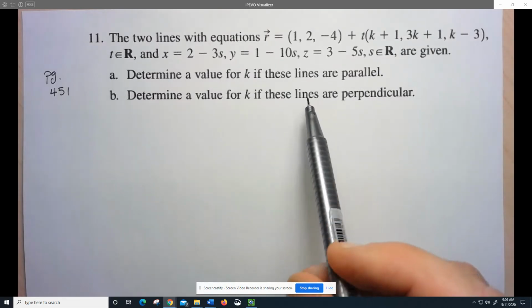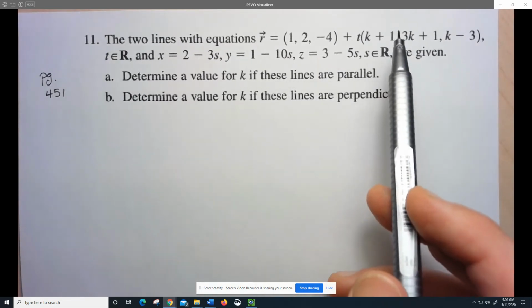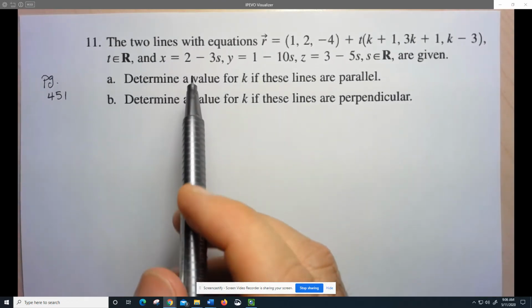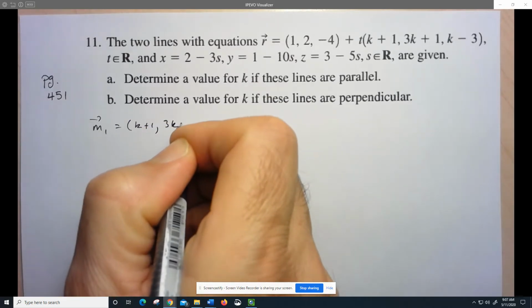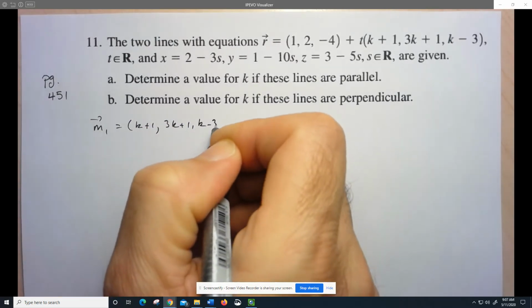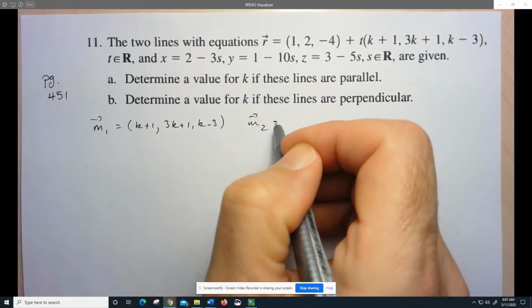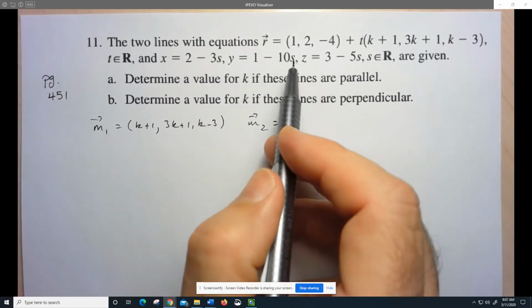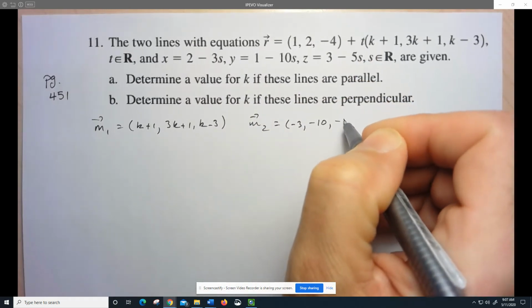Okay, now since we're talking about the lines being parallel and perpendicular, it makes sense to work with the direction vector. So we have this direction vector here. I'll call this M1, given by k plus 1, 3k plus 1, and k minus 3. And now let's determine the direction vector of the second line. Here we know that the direction vector is just going to be given by the coefficients of the parameter. So this is going to be equal to -3, -10, -5.